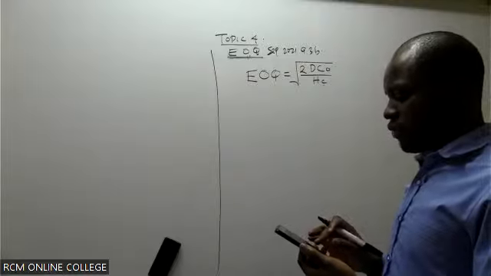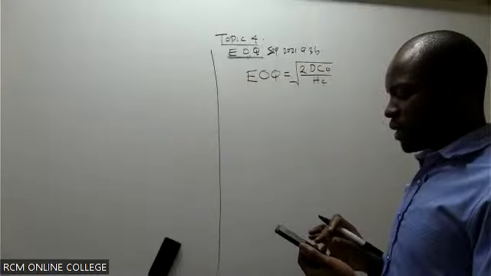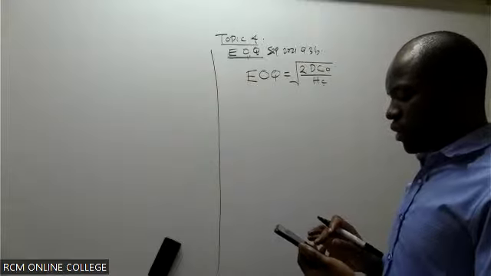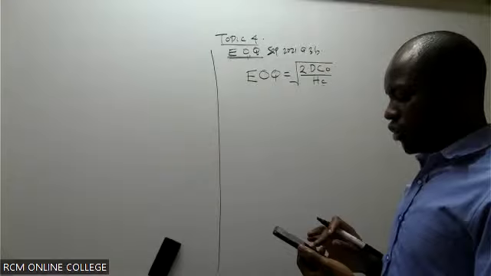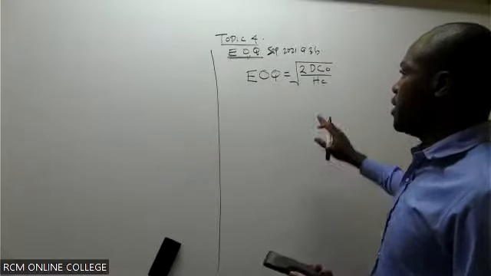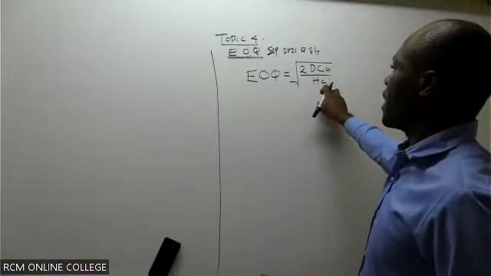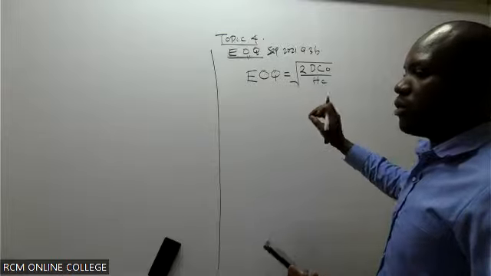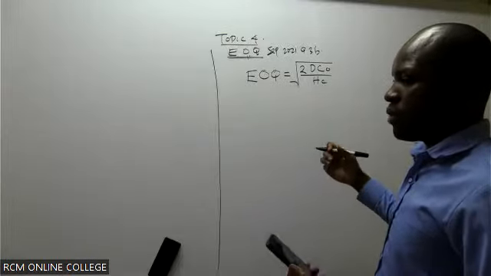Annual usage 48,000. Purchase price 80 shillings per unit. Ordering cost 120 shillings per order. And then annual holding cost is 10% of purchase price. Remember what I said? They are now not giving us this directly, but it is pegged on the purchase price.